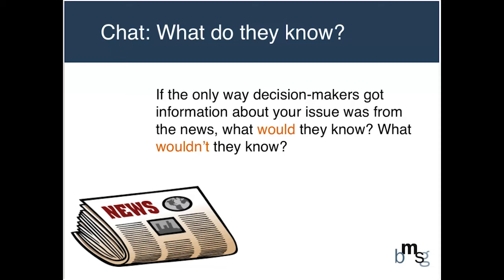So to start us out, we'd like to ask everyone to share in your chat box a response to the following question. If the only way decision makers got information about your issue, that is whatever issue it is that you work on within your organization, if the only way they got that information was from the news, what would they know about the issue, and then what would they not know? So if the only way decision makers got information about your issue was from the news, what would they know and what wouldn't they know?